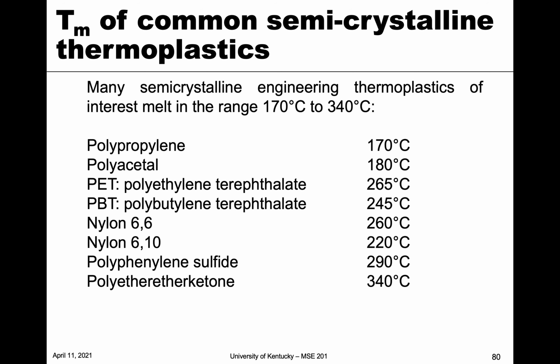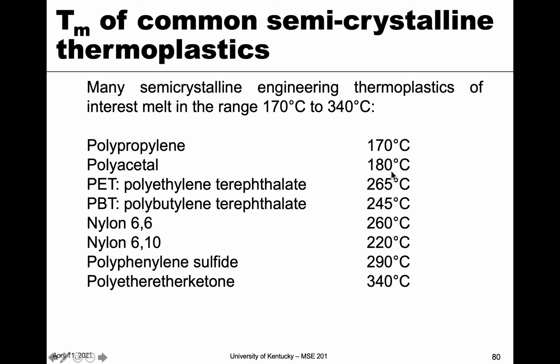All right. So let's look at some melting temperatures for some common semicrystalline thermoplastics. So again, those thermoplastics are the ones that are reversible. So they can go from rubbery to solid and vice versa upon heating and cooling. So polypropylene is the lowest of this group at 170. So again, these polymers can't be used in really high temperatures.